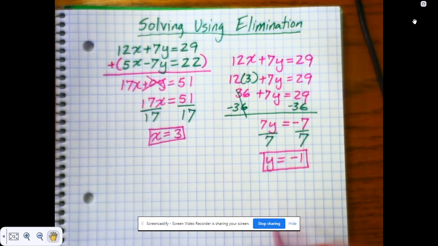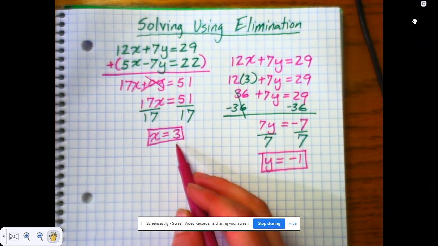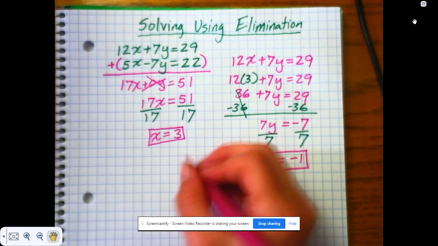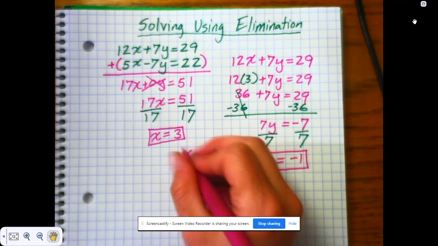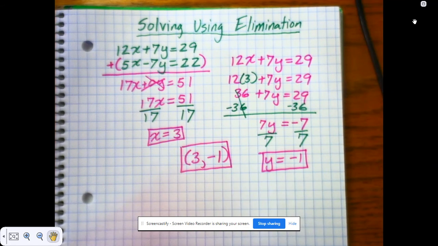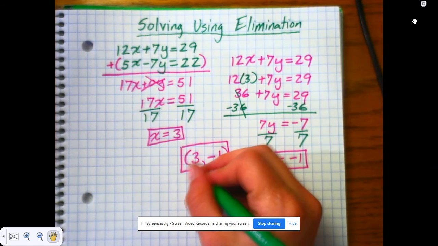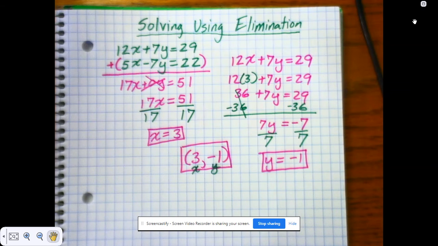And there is my point of intersection. It's at an x value of 3 and a y value of -1. Okay, and since this is a location on a graph, I'm going to write my answer as a coordinate point, keeping in mind that our first number is always x and my second number is always y.